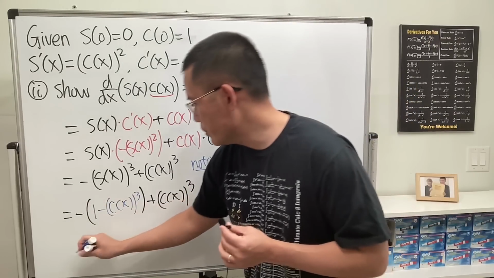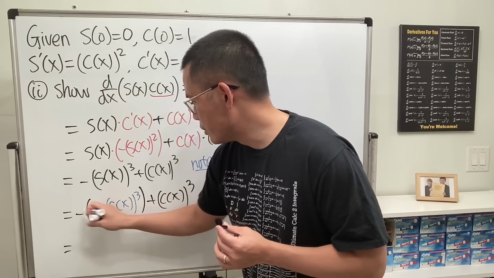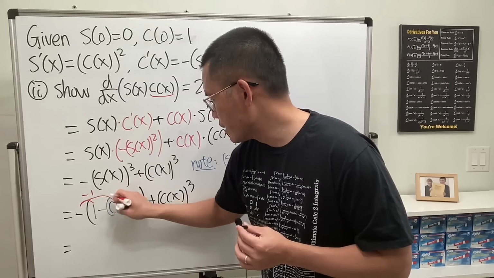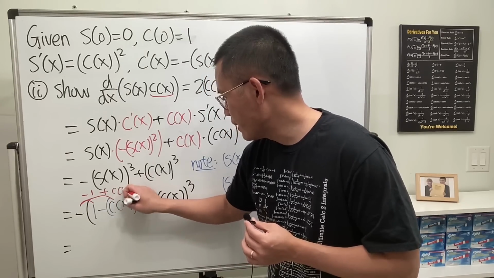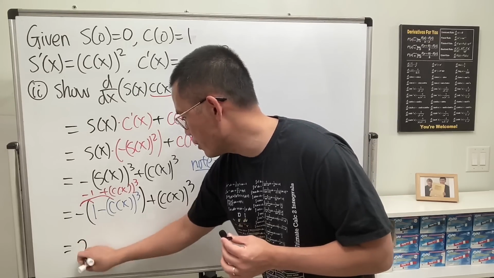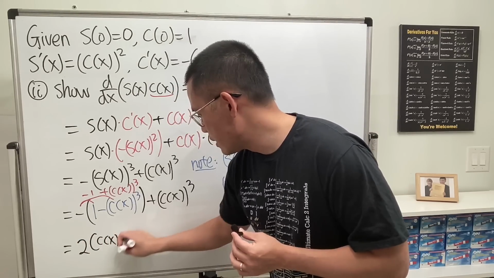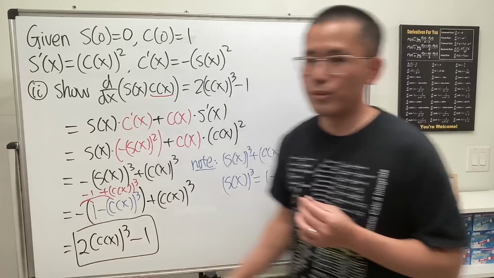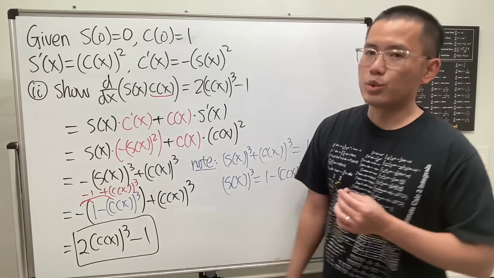Okay, and then distribute. So if you distribute, of course, you just get negative 1, and then you get positive c of x to the third power. So combine this and that, we have a total of 2 of them, third power, and then minus 1. So that's it. When you multiply this and that and take the derivative, we get that.